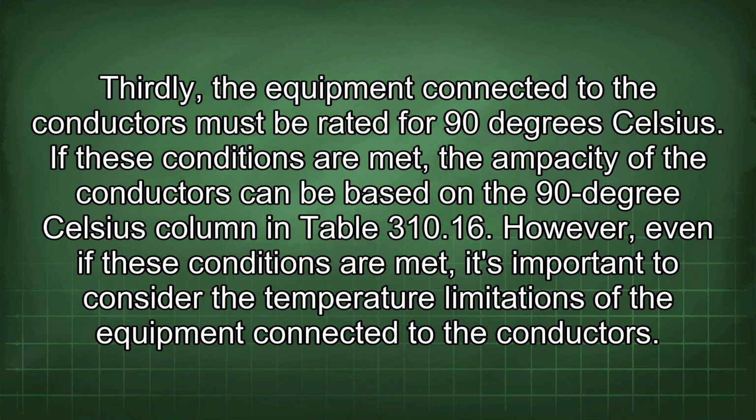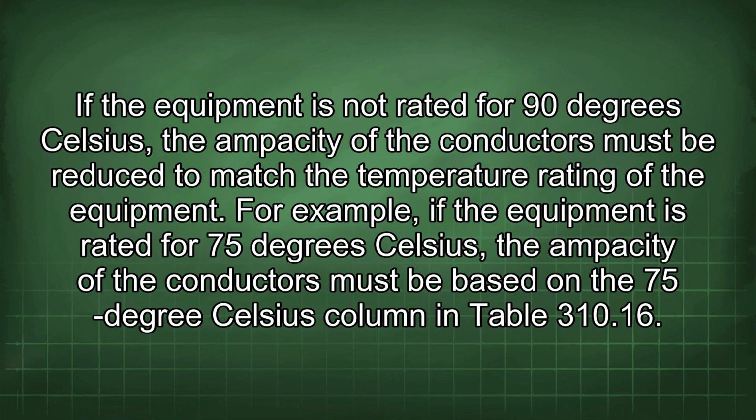If these conditions are met, the ampacity of the conductors can be based on the 90 degrees Celsius column in Table 310.16. However, even if these conditions are met, it's important to consider the temperature limitations of the equipment connected to the conductors. If the equipment is not rated for 90 degrees Celsius, the ampacity of the conductors must be reduced to match the temperature rating of the equipment. For example, if the equipment is rated for 75 degrees Celsius, the ampacity of the conductors must be based on the 75 degrees Celsius column in Table 310.16.